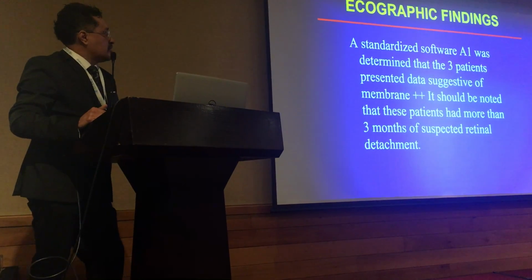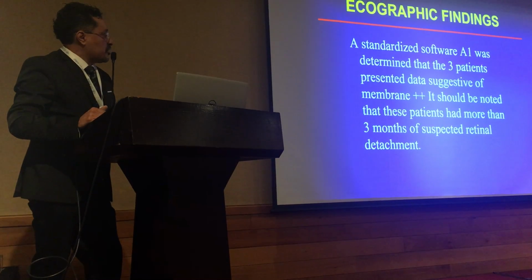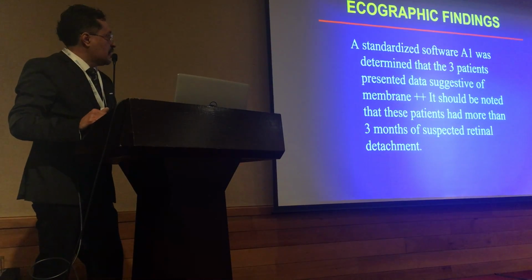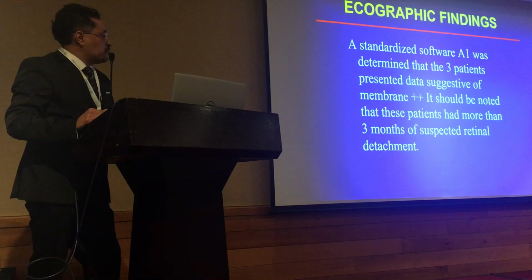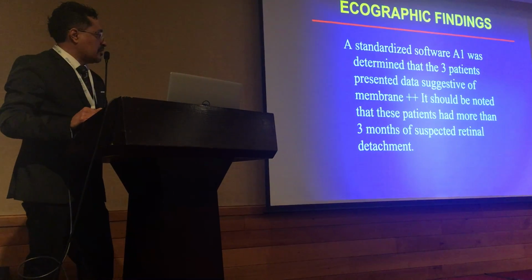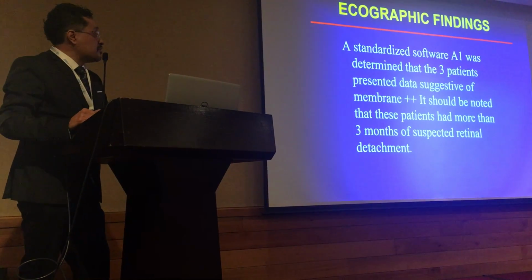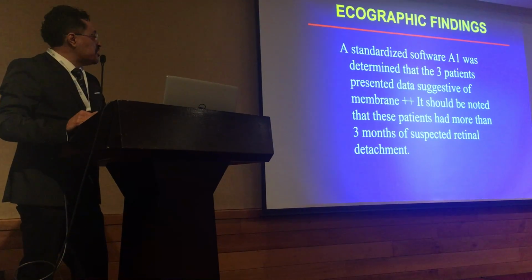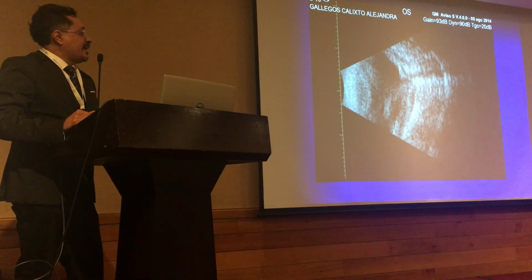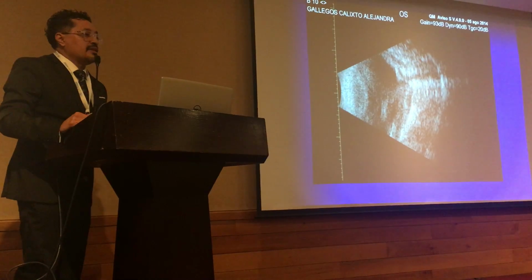With standardized A-scan, it was determined that 3 patients presented dense suggestions of membrane, and it should be noted these patients had more than 3 months of suspected retinal detachment. That means that if it's chronic, maybe it changes the results. And why did we make this study?